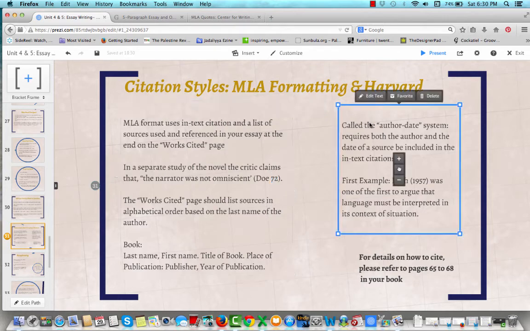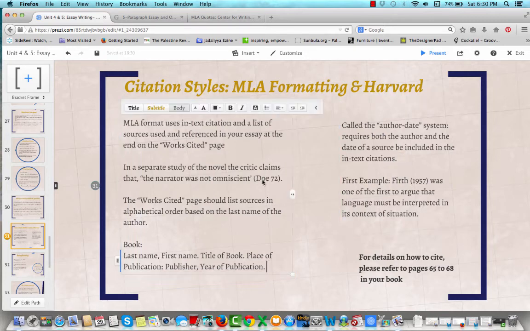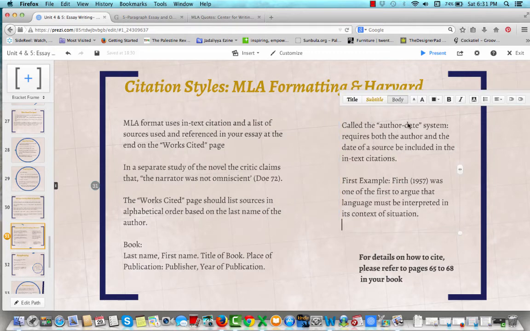The Harvard, as opposed to the MLA, is called the author date system. So in the MLA, you only include the last name of the author, and then you include the page number in which you took the quote. But in Harvard, you include the date in which the book was written, or whatever book that you're using is. So, for example, Firth was the author, and he published his book in 1957, was the first to argue that language must be interpreted in its context situation.